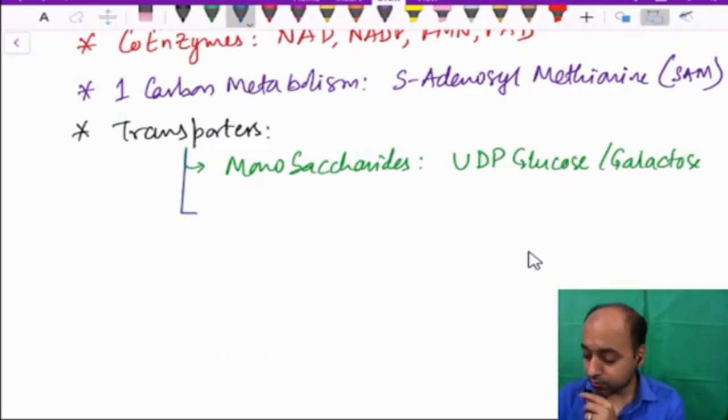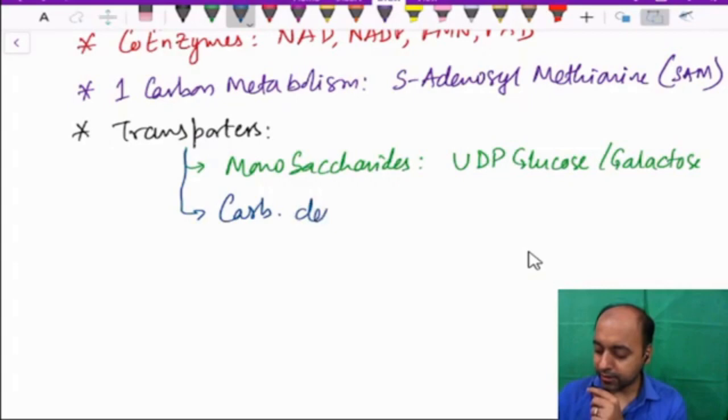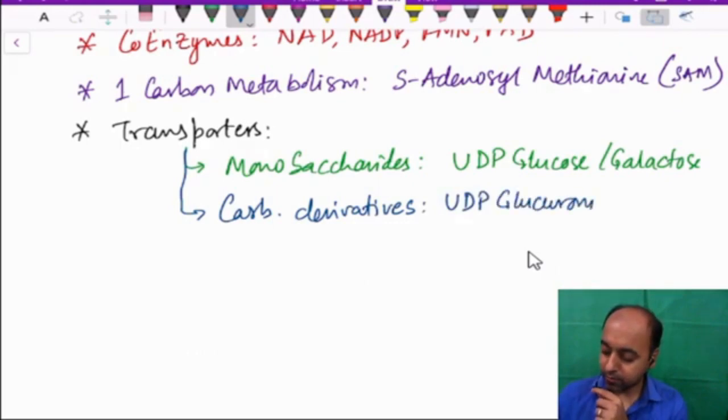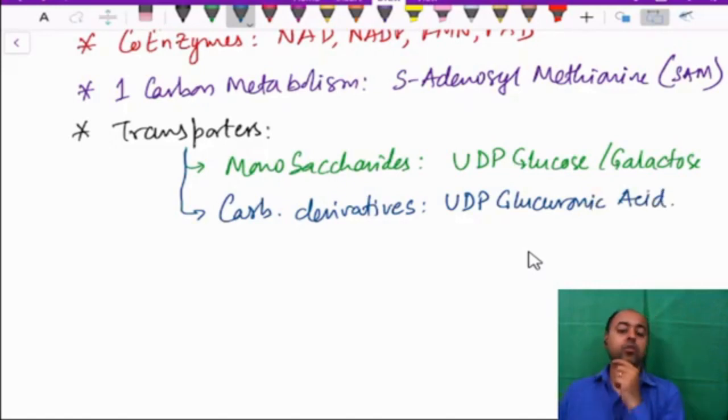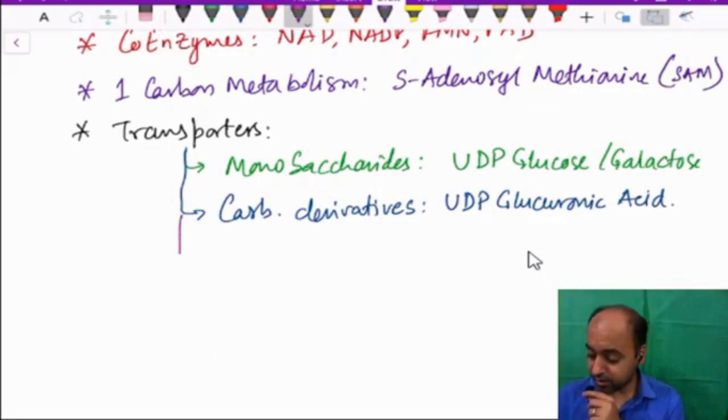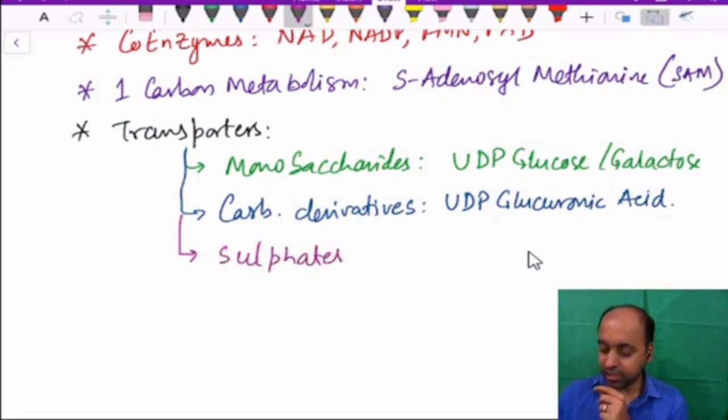They help to transport carbohydrate derivatives, for example, UDP glucuronic acid. In addition, sometimes we may find them transporting the sulfates also. The name of the sulfate transporter is very long, so I'll not mention it here, but remember they can work as transporters. They can transport the monosaccharides, the carbohydrate derivatives, and the sulfates.